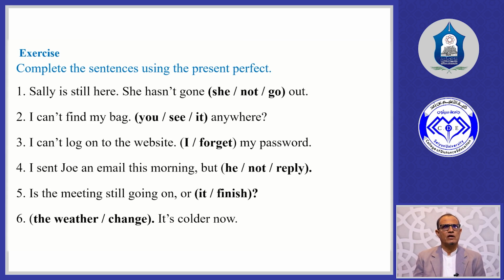I can't, for example, log on to the website. I forgot my password. Till now, I don't know what my password is. So I have to say, I have forgotten my password. Be careful concerning the structure, and you have to use I have forgotten. Now you can look at number 4, number 5 and number 6, and make them in the present perfect tense. Consider the form of the present perfect tense and do them correctly.